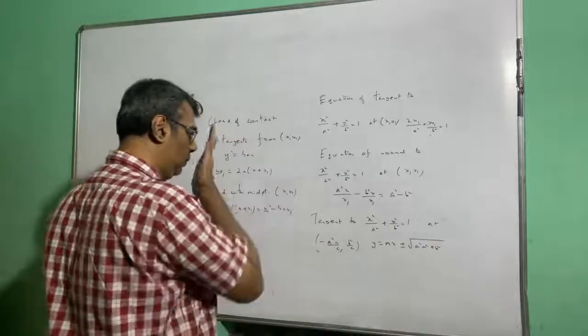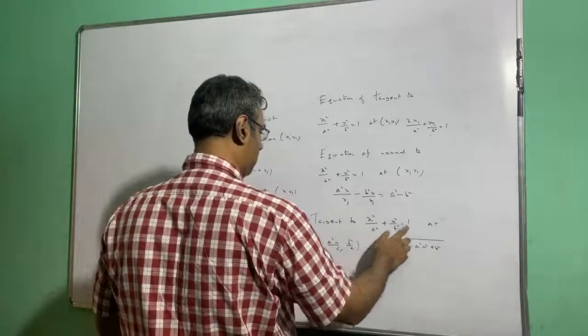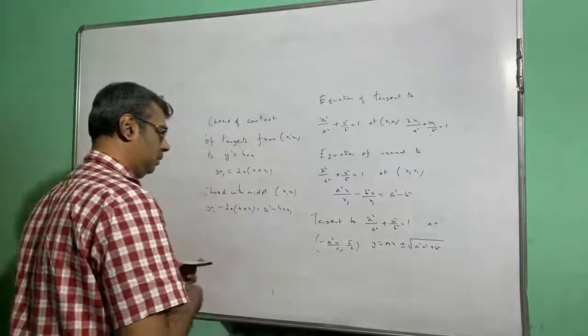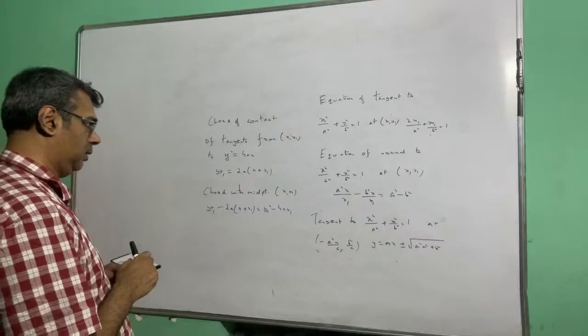So tangent to x square by a square plus y square by b square equal to 1 at minus a square m by c comma b square by c is y equal to mx plus minus root a square m square plus b square.